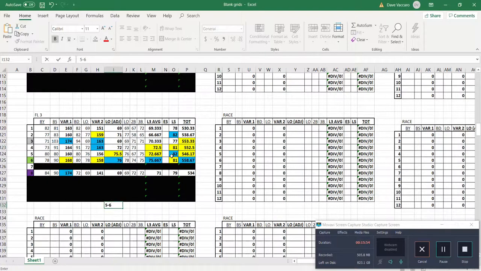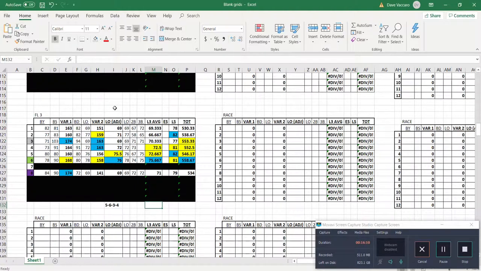Then I'll put the 6. Then I'll use the 4. Or actually, I'll use the 3 over the 4. 3, 4. And base my wagers around those right there.